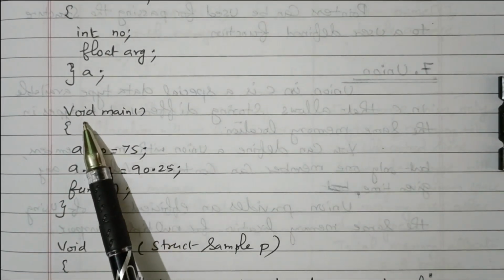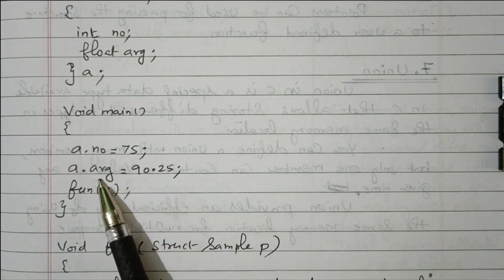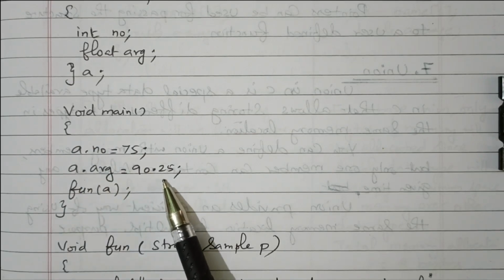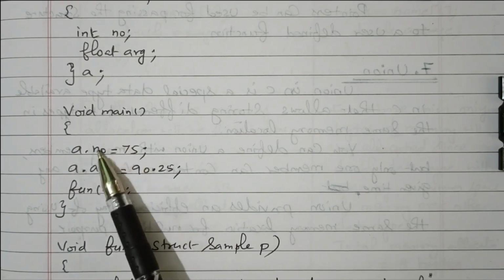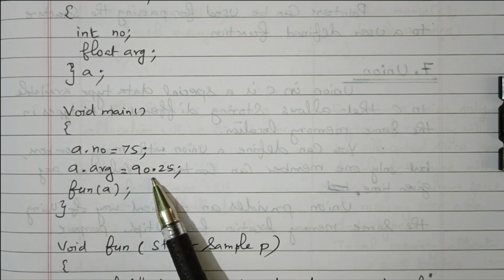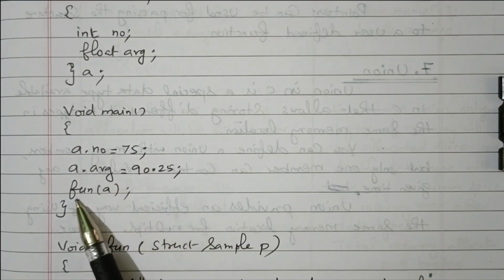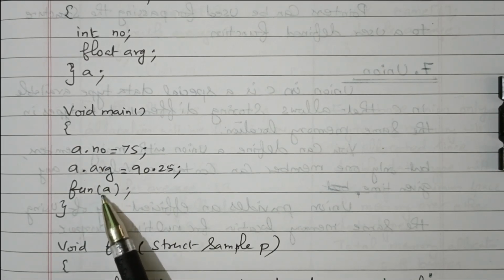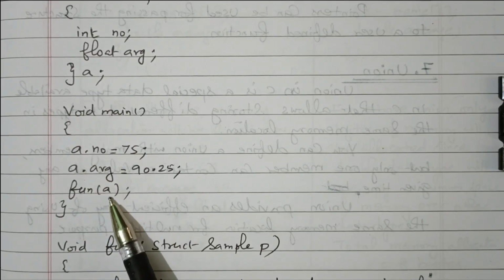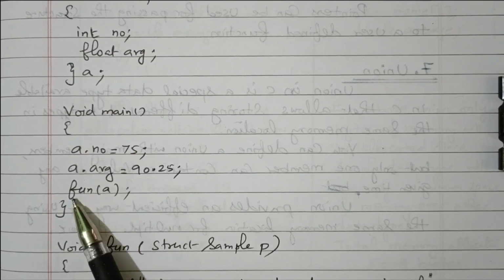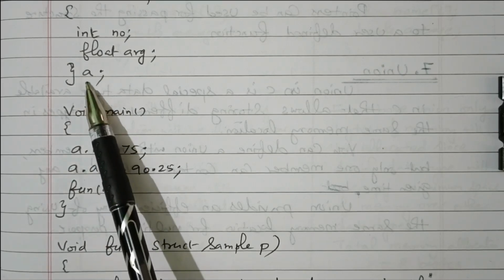So we start with the main program, void main. a dot number equal to 75, a dot average equal to 90.25, right? So these two variables are directly assigned. 75 is assigned to number, 90.25 is directly assigned to average. Now here we are calling one function, fun(a). What is this a? a is nothing but the structure variable. The entire structure variable we are passing to the function. In function fun(a), this a is nothing but the structure variable.